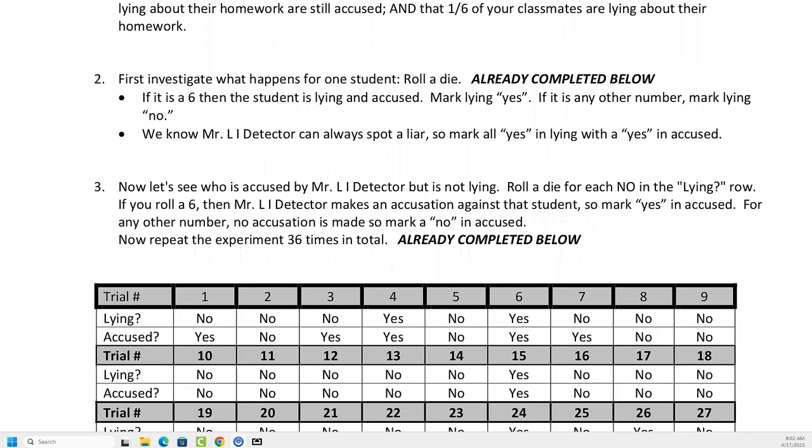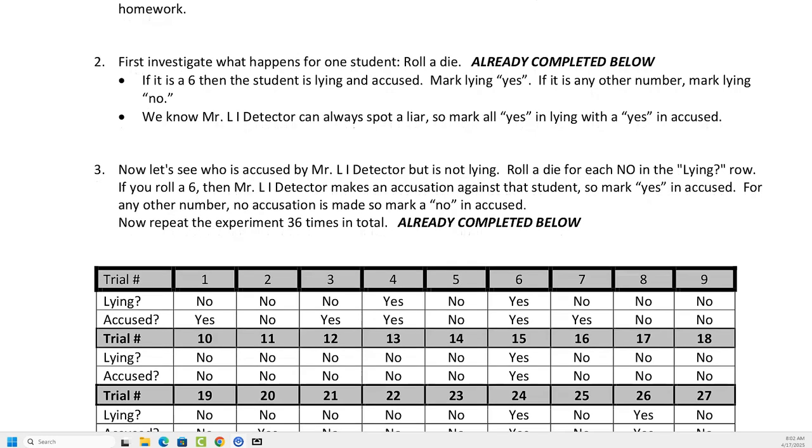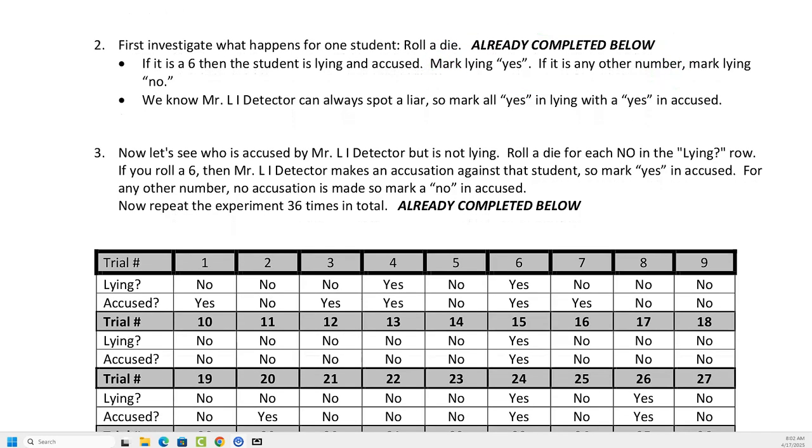Okay, 2. First, investigate what happens for one student. So what we're going to do is we're going to roll a die. Notice I have it already completed below. If it is a 6, then the student is lying and accused. Mark lying, yes. If it is any other number, mark lying, no.